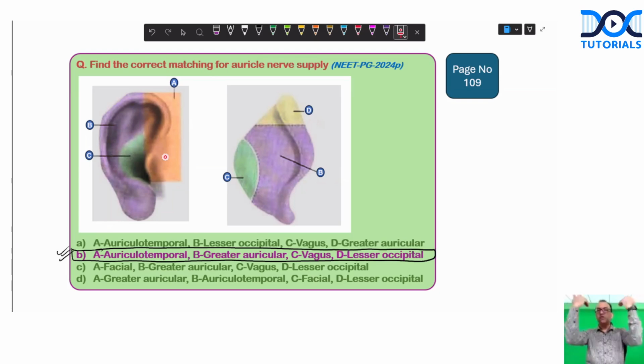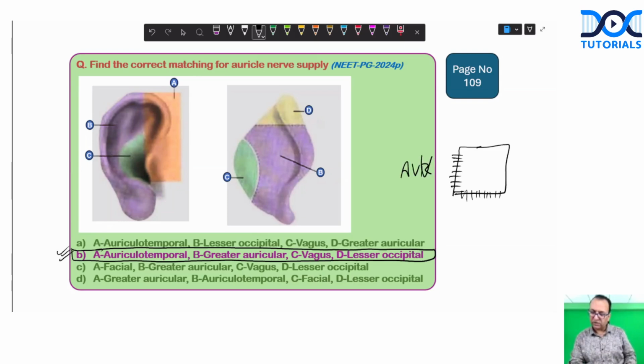Then who is supplying the anterior and the roof? Because there are four walls, isn't it? Canal means four walls: roof and anterior, and then floor and posterior. So if it is posterior and the floor, look at this. Posterior and inferior, which nerve is there? The auricular branch of vagus. And anterior and roof is which nerve? Auriculotemporal nerve. If we draw it like this, say this is the canal, this area, floor and posterior, that is the auricular branch of vagus.